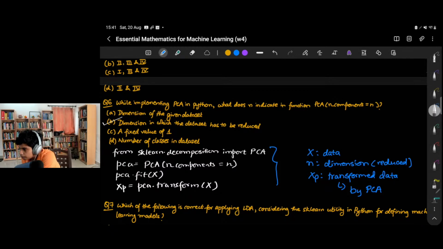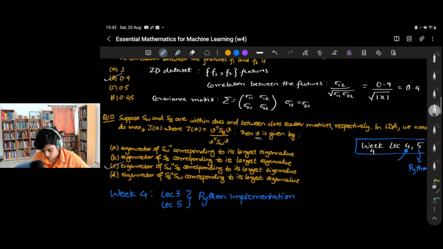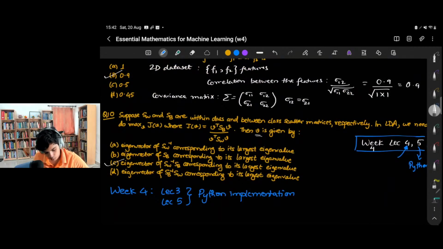Please refer to where we can see the derivation of PCA in detail. Okay, I will tell that. This is in week 4. Week 4, lectures 1 and 2 are for PCA.